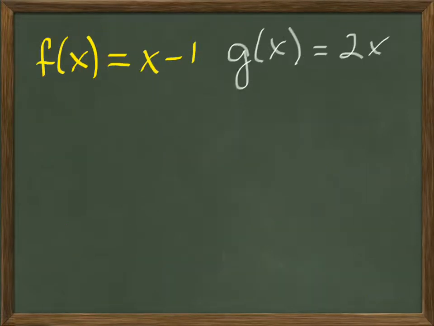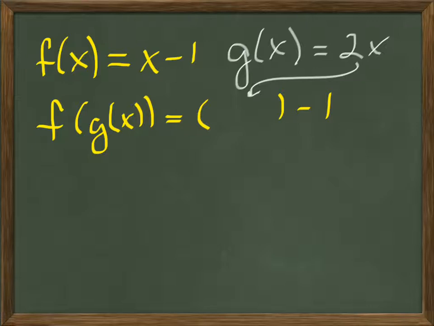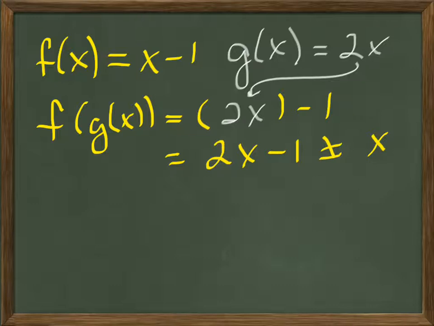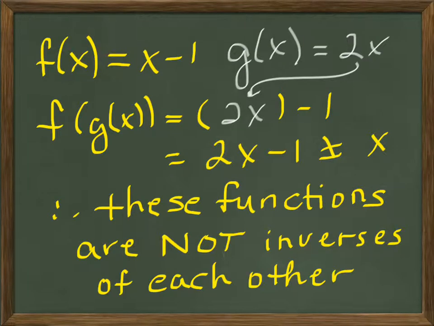Here's two other functions, and let's see if these are inverses of each other. So again, we're going to find f of g of x, and we're going to plug g of x into the f of x equation, giving us 2x minus 1. It does not equal x. Therefore, these two functions are not inverses of each other, because when you put one inside the other one, it does not equal x.